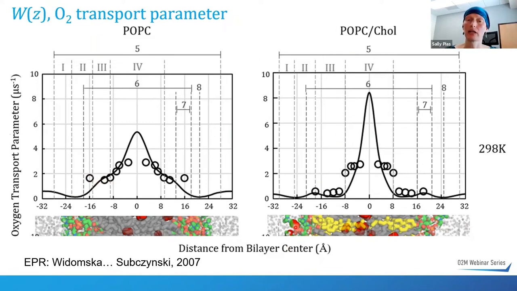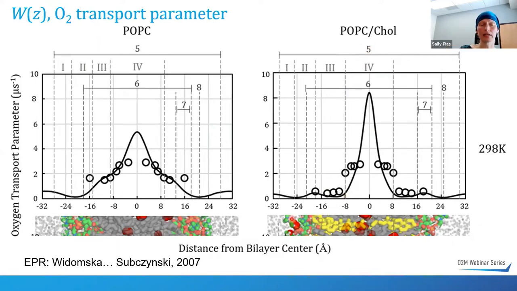Okay. But when cholesterol is added, in the simulation study, we see an increase of oxygenation in the very center, which is not detected by the EPR study, probably because the probes really don't sample that central region. And so our peak is probably exaggerated, or in fact, we are pretty confident that it is exaggerated, maybe by a factor of two, in the center because of a limitation of our physical model. However, we do think there's an enhancement of oxygenation there. And we see very good agreement overall with the shape of the curve when we have POPC with cholesterol.